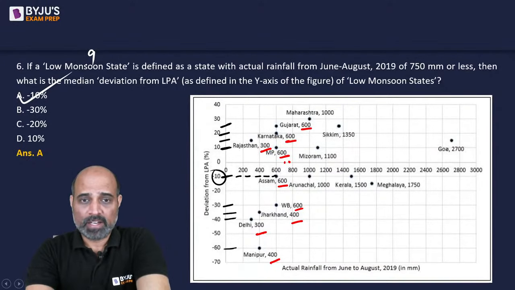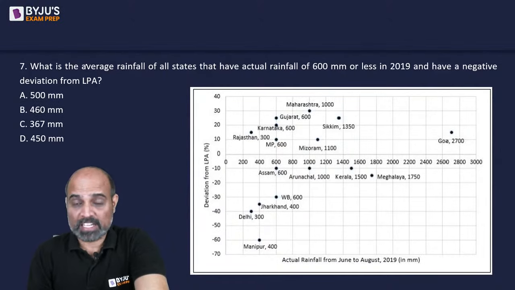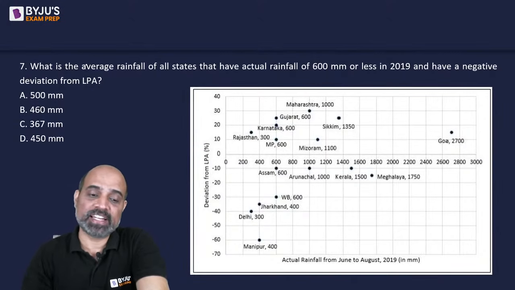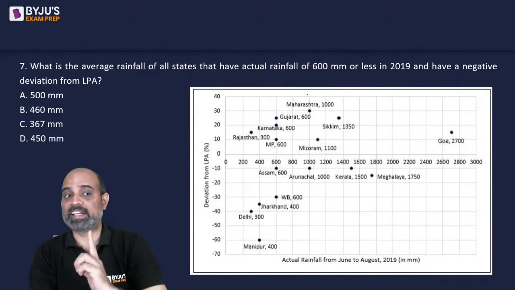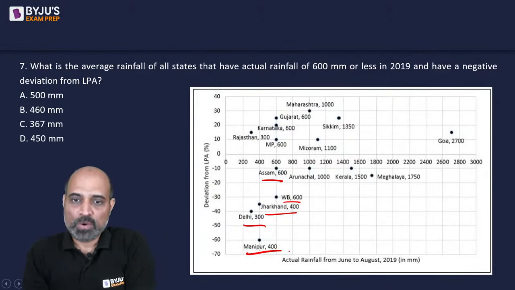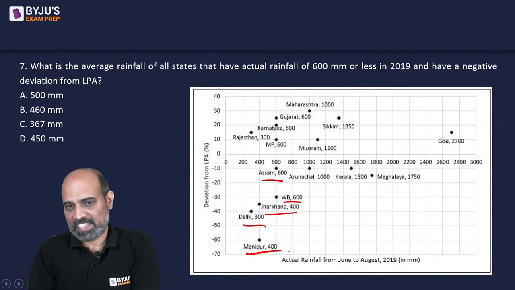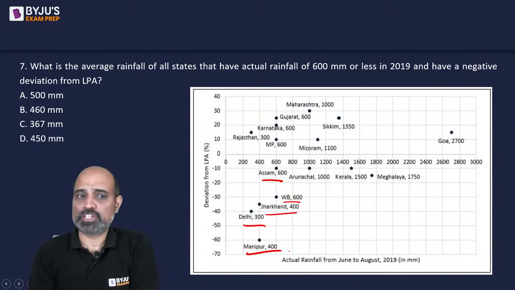Right? Okay. Next question. What is the average rainfall of all states that have actual rainfall of 600 mm or less in 2019 and have a negative deviation from LPA? 600 mm or less और साथ में negative deviation होना चाहिए. So can we say we are talking about Assam, West Bengal, Jharkhand, Delhi and Manipur? These are the 1, 2, 3, 4, 5 such states. Now, without taking the average, देखो 2 600 and 2 400 हैं, है ना? So 600, 600, 400, 400 का average will be 500.